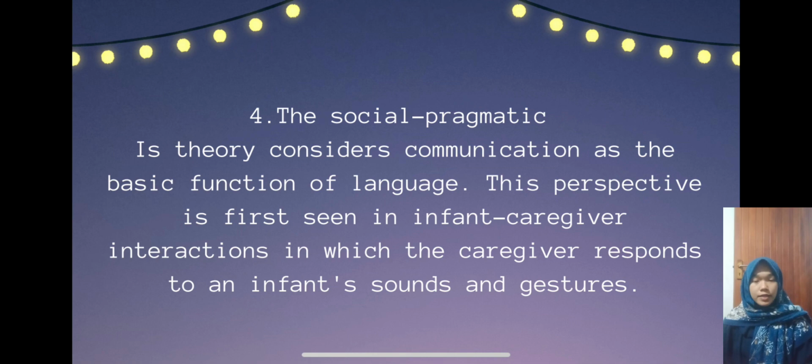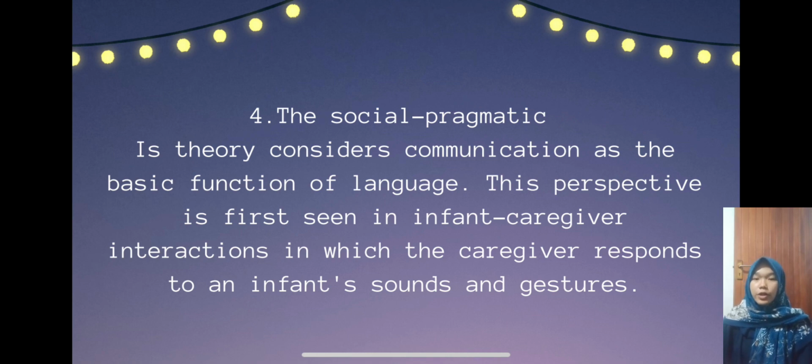And the next theory about theory of language is the social pragmatic. The social pragmatic theory considers communication as the basic function of language. This perspective is first seen in infant caregiver interactions in which the caregiver responds to an infant's sounds and gestures.